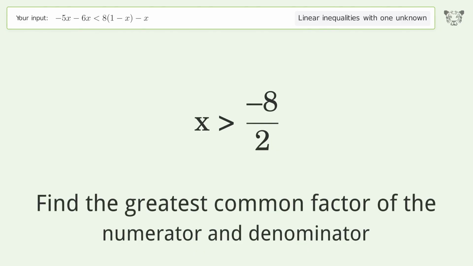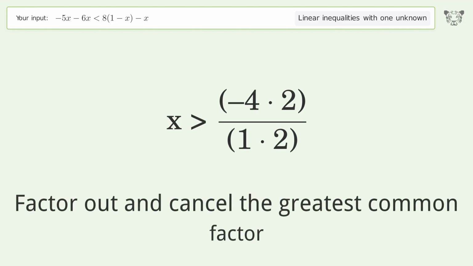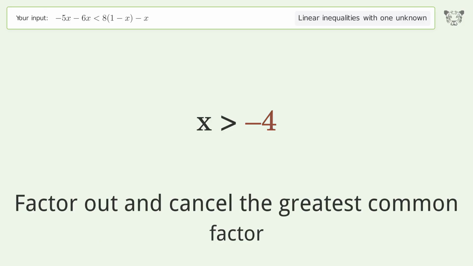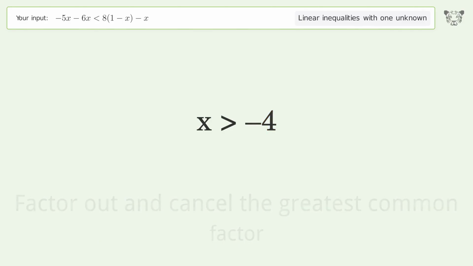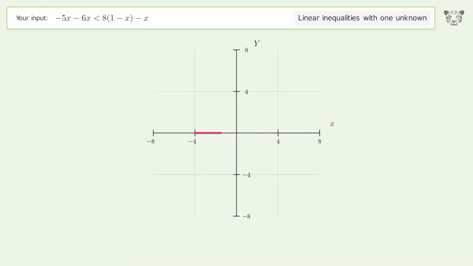Find the greatest common factor of the numerator and denominator. Factor out and cancel the greatest common factor. Plot the solution on a coordinate grid. And so the final result is x greater than -4.